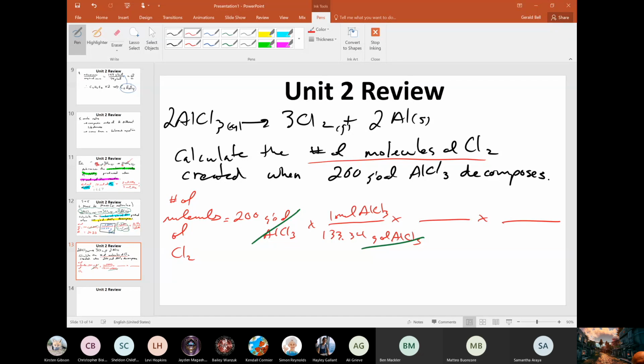Now the mole ratio. We're comparing Cl and Al here. So I'm going to put that 2 moles of AlCl3 on the bottom and the 3 moles of Cl2 up top. Cancel, cancel. And in my last step here, 1 mole of Cl2 on the bottom. It's about molecules, right? So I better put Avogadro's number up top here, 6.02 times 10 to the 23.